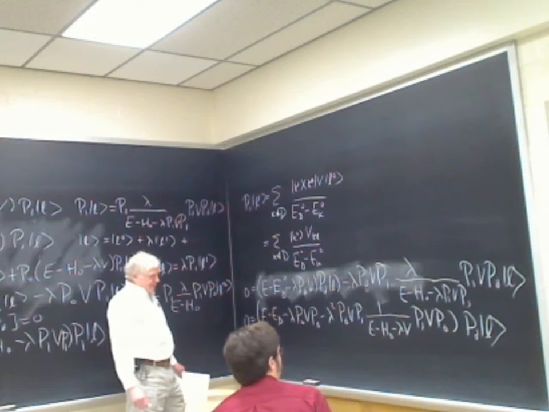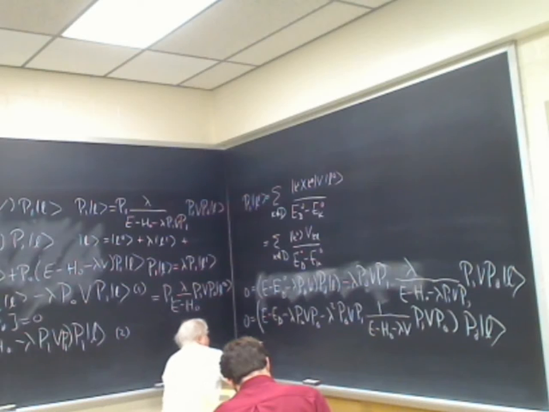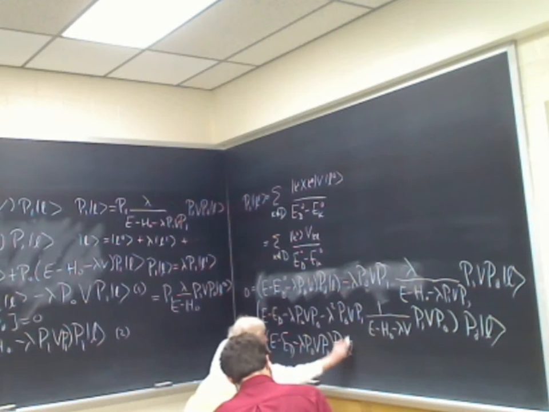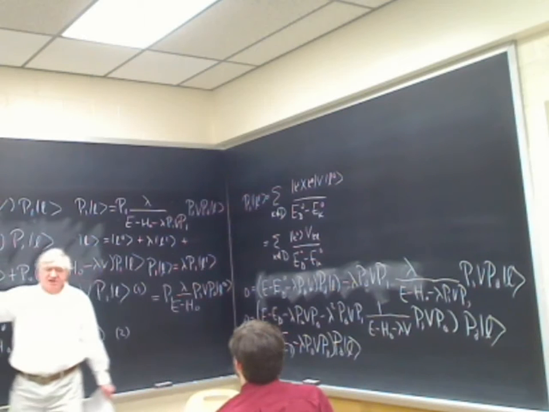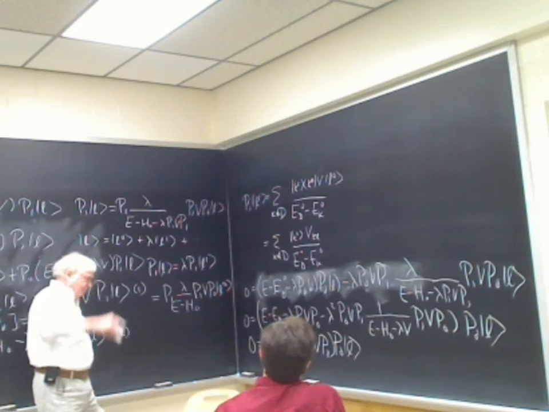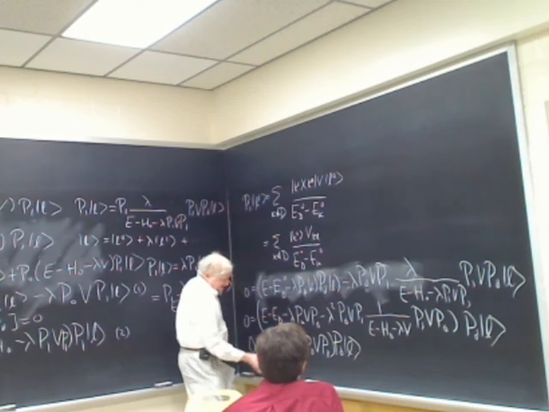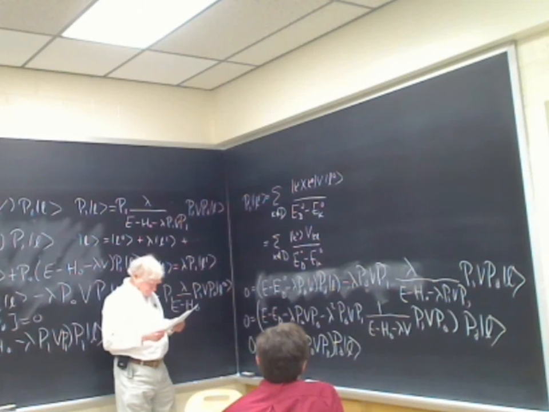Now, if we look at this to order lambda, when we get rid of all this complexity, we just have the very simple equation 0 equals E minus ED minus lambda P0 V P0, on P0L. Well, this is just the lowest order equation that we solved on Monday. So this just says that the lowest order eigenstate in the subspace is obtained by diagonalizing the potential within the subspace.